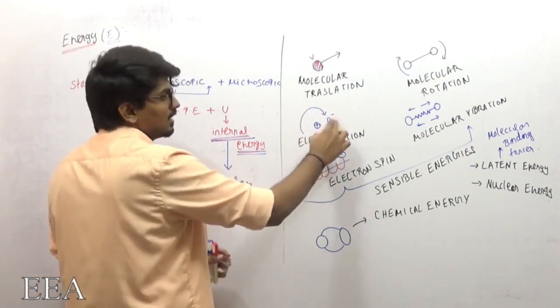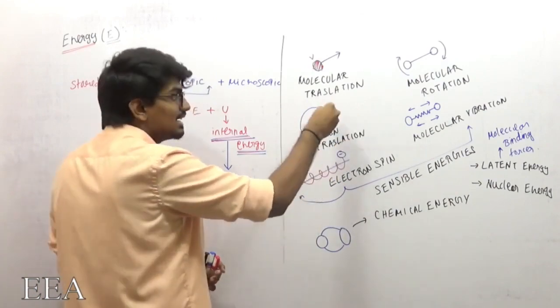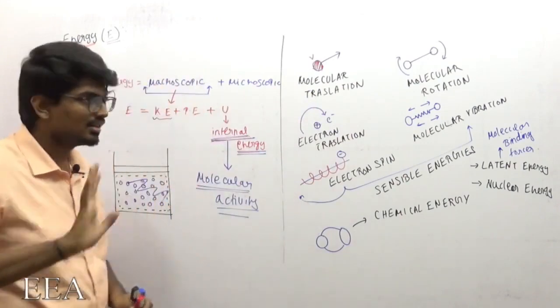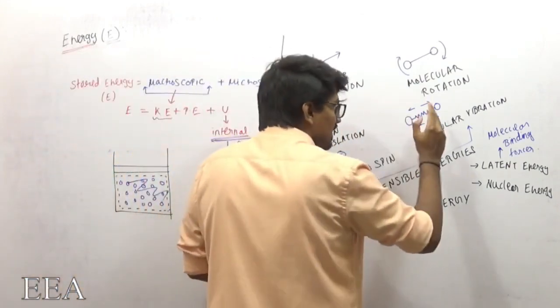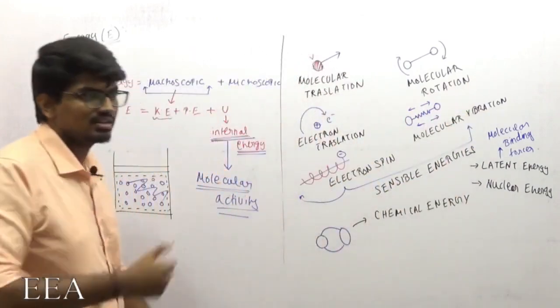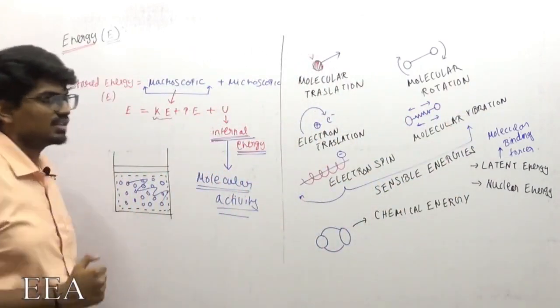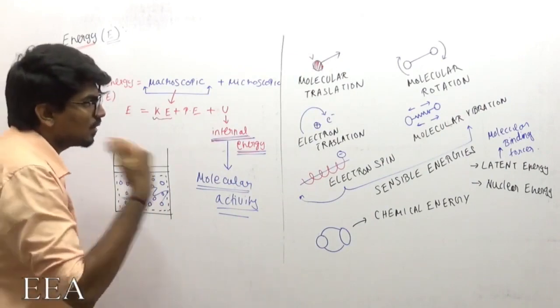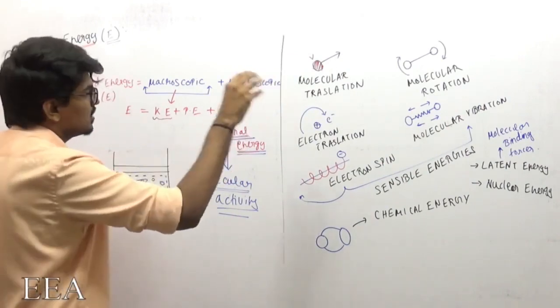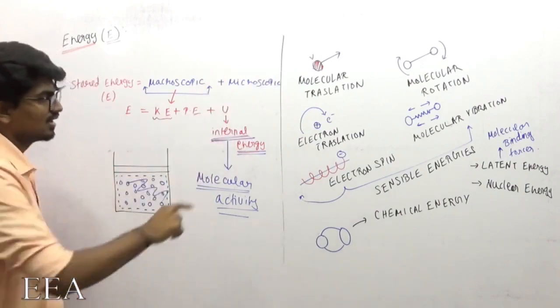It is nothing but a form of rotational kinetic energy, and here it is molecular form, microscopic form. So that has to be included in internal energy. Molecular vibration, due to vibration there is going to be some form of potential energy. That is molecular form again, a microscopic form. That has to be included in internal energy.